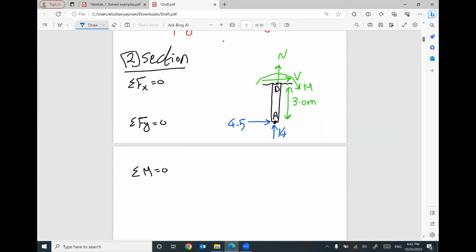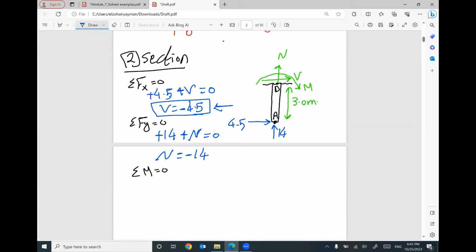In x direction, I have positive 4.5. I have positive V equals 0. So your V will be negative 4.5. So the value of shear is in an opposite direction, to the left, not to the right, equal 4.5. Summation F of y equals 0. I have positive 14. I have positive capital N. Nothing else. Equals 0. So your capital N will be negative 14. That means this direction is wrong, should be down, which means compression.